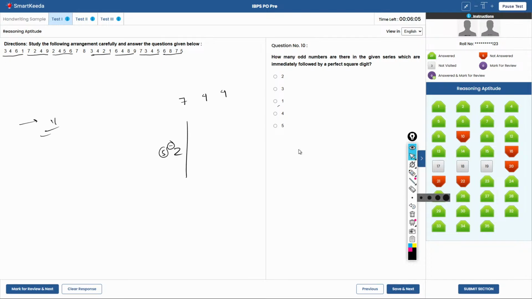How many odd digits are there in the given series which are immediately odd digit immediately followed by a perfect square? So square number odd, square number odd 1, square number odd no, square number odd no, square number odd no, square number odd, square number odd, no, square number odd, no, square number odd, no, square number odd. So 3.